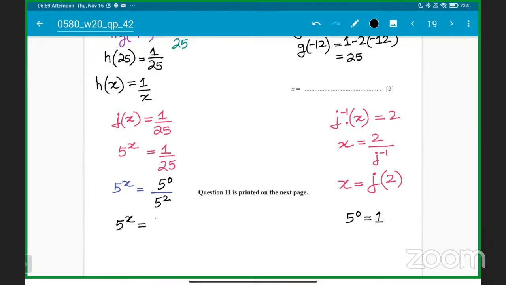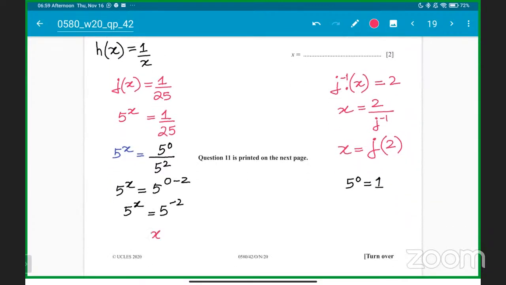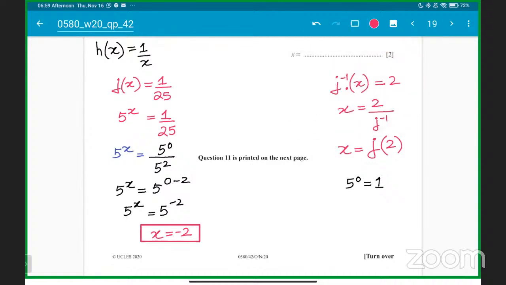5 power x is equal to, when bases are the same, powers will be subtracted. They are dividing, so 0 minus 2, because bases are the same, so powers will be subtracted. So we got 5 power x is equal to 5 power minus 2. And eventually the answer comes in. You can compare that the x value is going to be minus 2. People got it? Students clear? Hello, everyone got this? Yes, sir. No problem. Should be no doubts.